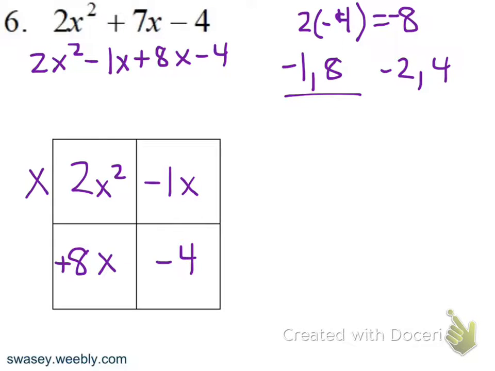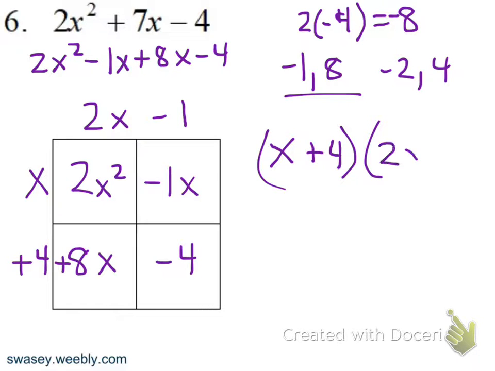GCF of the top row is x. GCF of the bottom row is 4. 2x squared divided by x is 2x. Check it with the bottom row: 2x times 4 is 8x. Negative 1x divided by x is negative 1. Check it with the bottom row: negative 1 times 4 is negative 4. So we have our factors, x plus 4 and 2x minus 1.